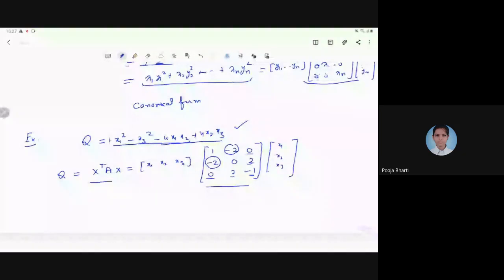So this is your A here, this matrix. We have to write it symmetric, okay? We can construct it non-symmetric also, but we will consider symmetric only so that we can find canonical form. You know that we have very good results related to symmetric form. Now if I ask you to diagonalize it so that I don't have these cross terms, so what to do?